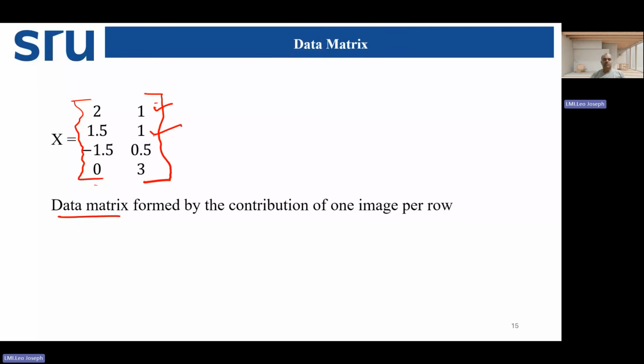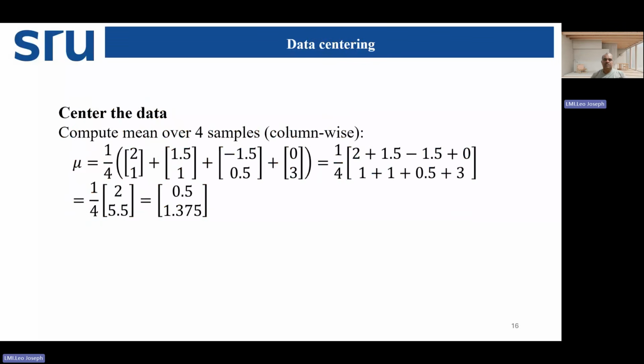This is for the eagle image. This is for the hen image. This is for the penguin image. And this is for the fish image. So one row for one image. This is called the data matrix. We are forming a data matrix, that is one image per row. Next, what we are doing, we are computing the mean over 4 samples.